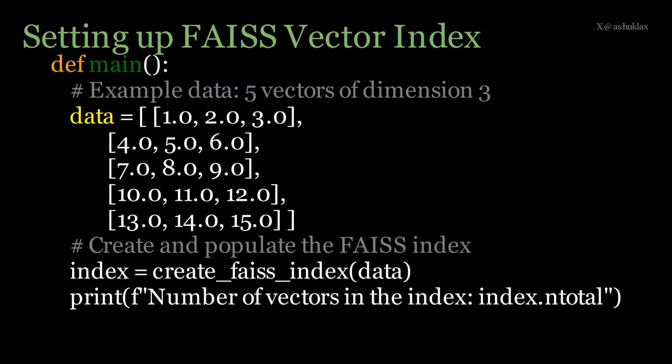Now we are ready to pass the data. So let's create a simple data array which has 5 vectors of dimension 3, which means it's 5 rows and 3 columns. So data equals, and create that array. At this point, this data is made up of floating point numbers.